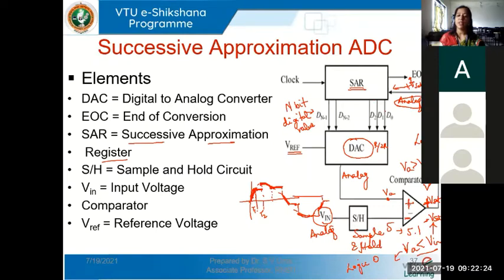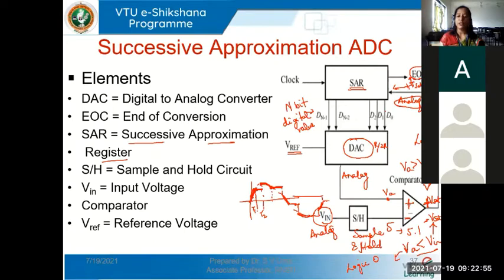So this kind of control signal, which is the output of the comparator, is fed to the successive approximation register. I hope you got to know all the terminologies here. Only one thing left, that is EOC. EOC stands for end of conversion. This is an output signal coming from the ADC. All these blocks put together is the successive approximation ADC.